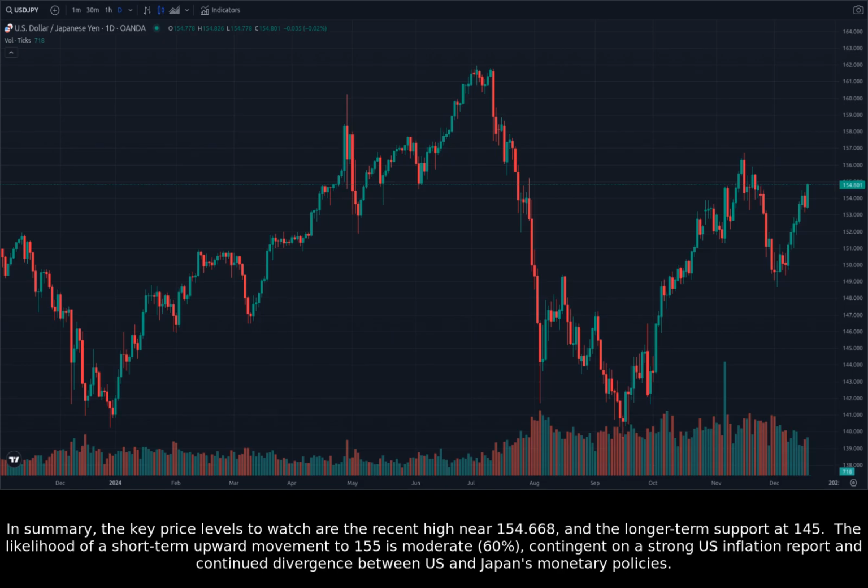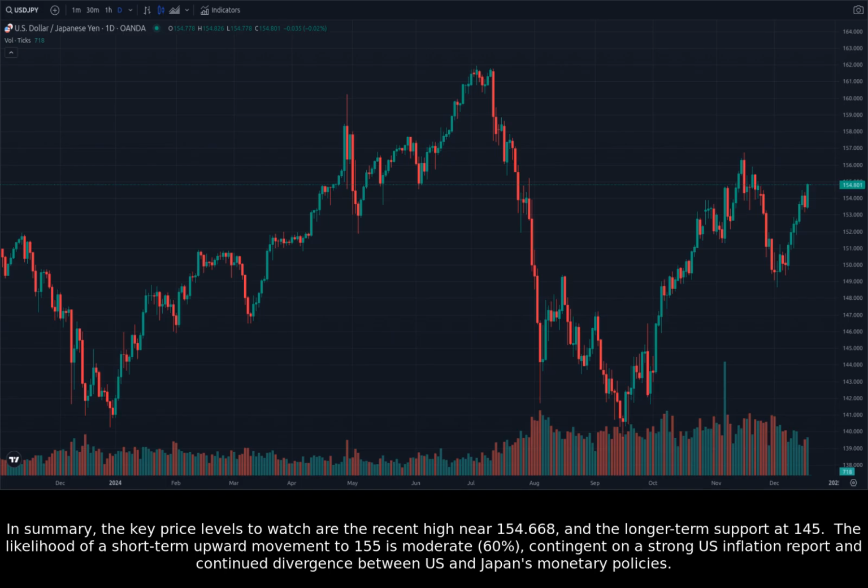In summary, the key price levels to watch are the recent high near 154.668 and the longer-term support at 145. The likelihood of a short-term upward movement to 155 is moderate, 60%, contingent on a strong U.S. inflation report and continued divergence between U.S. and Japan's monetary policies.